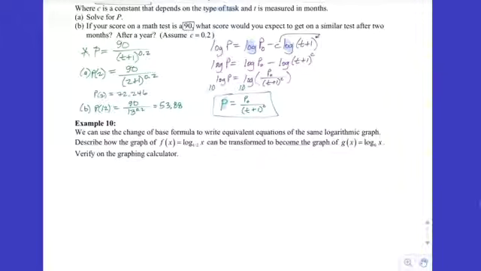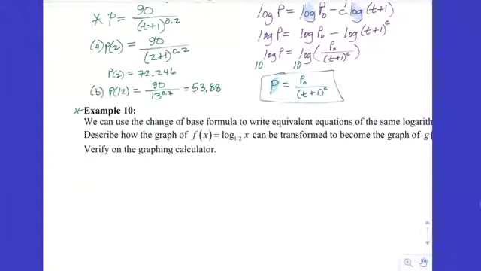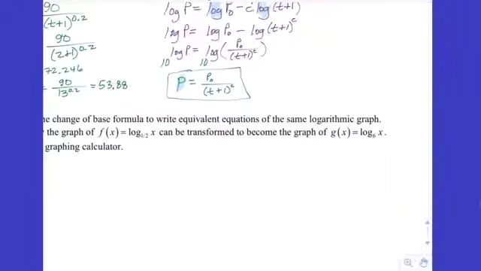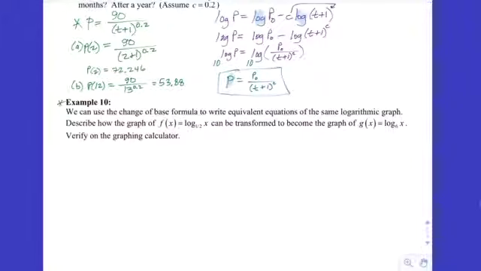All right, then example 10. I really like example 10 because it gives us a novel way to use the change of base formula. Because we can use the change of base formula to write equivalent equations of the same logarithmic graph. So if you recall in the previous sections, we found two different equivalent ways to transform a function into the given function, okay? Kind of turning an a value into a b value or vice versa. We could do the same thing with log functions using the change of base.